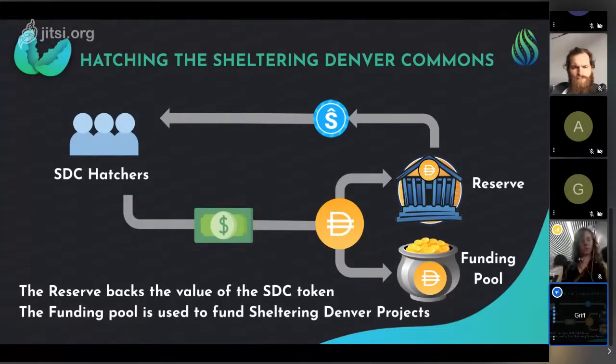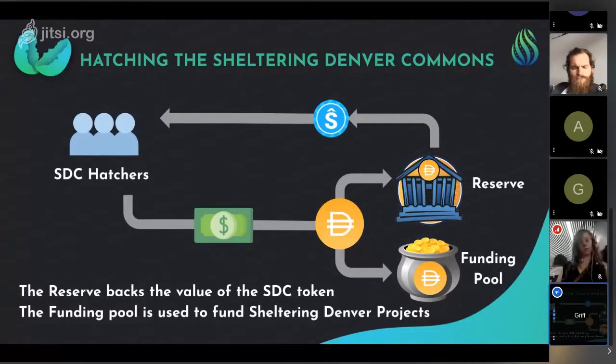But in the end, if they sold all of their tokens, there's less money in the reserve than there is in the funding pool than what they put in total, because some of it was donated to the funding pool and will go to help shelter the homeless in Denver.